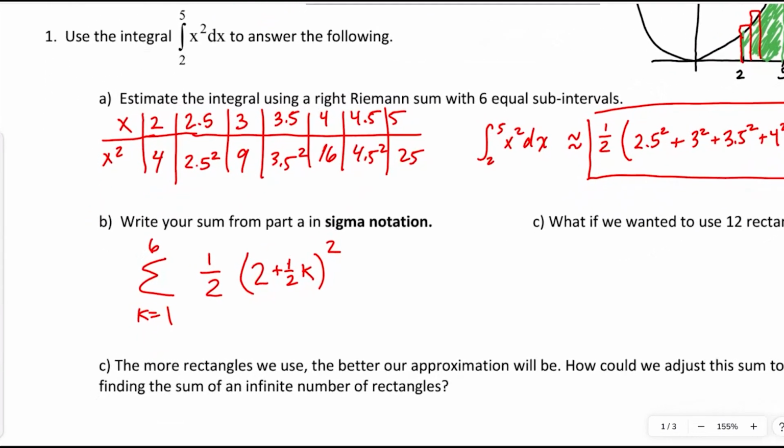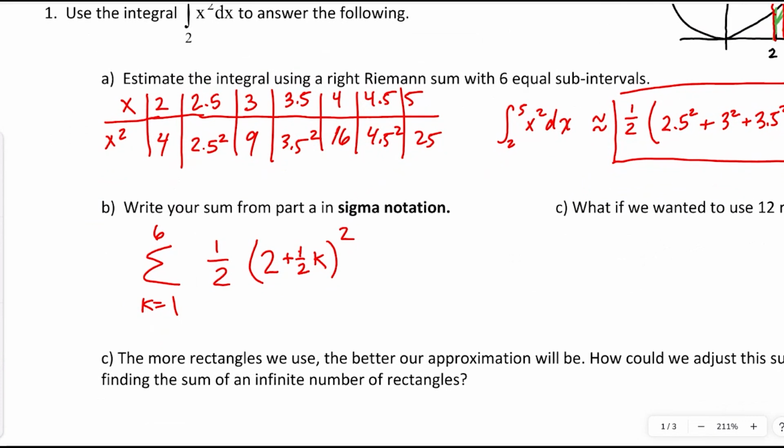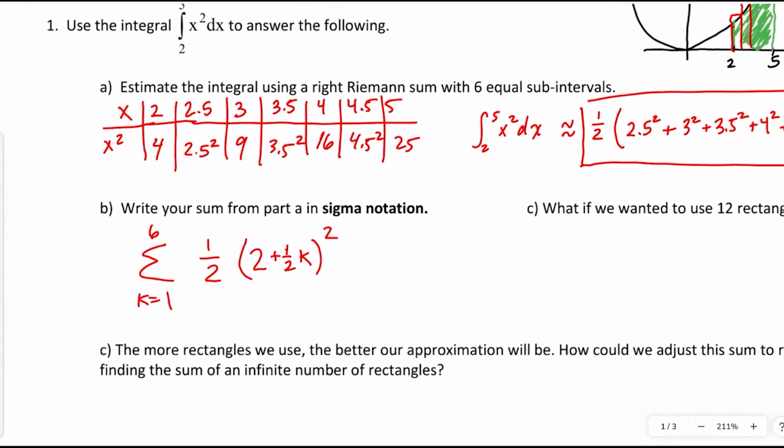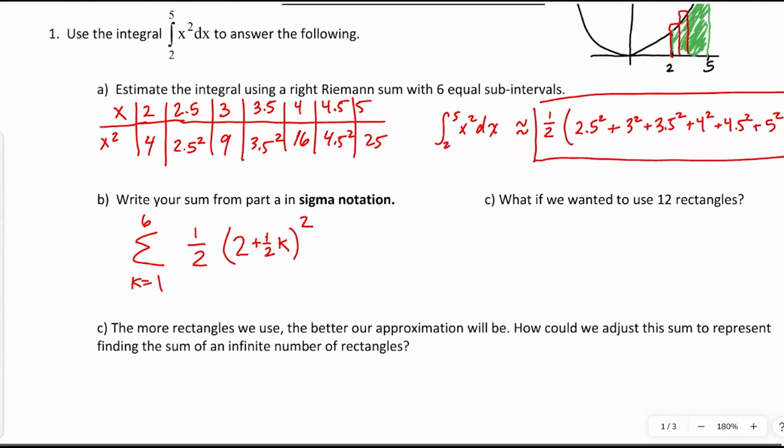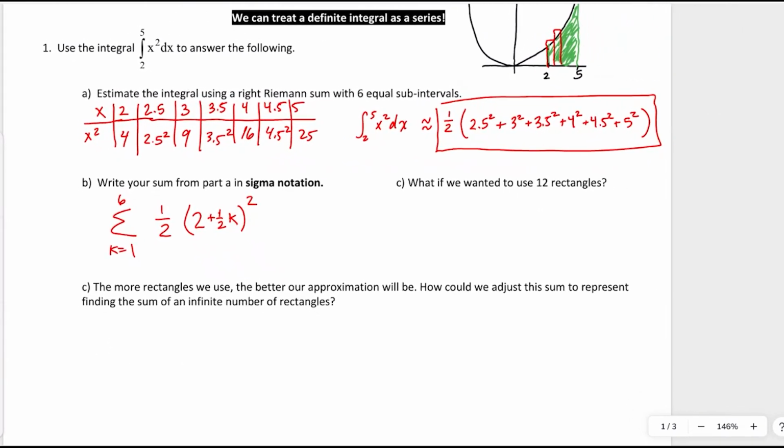Let's just let this simmer for a minute. Let that sink in. Because my next question is going to be, what if we wanted to use 12 rectangles instead of 6? Then it's 1/4 times that. Oh yeah, sure. Yeah, go ahead.